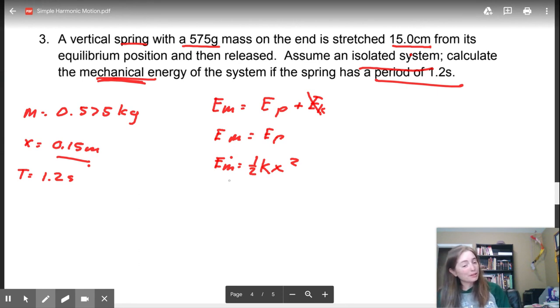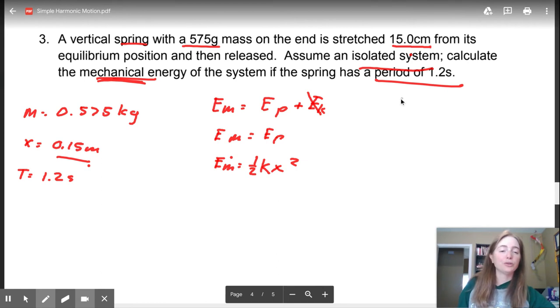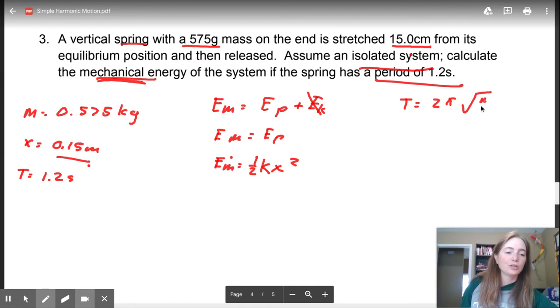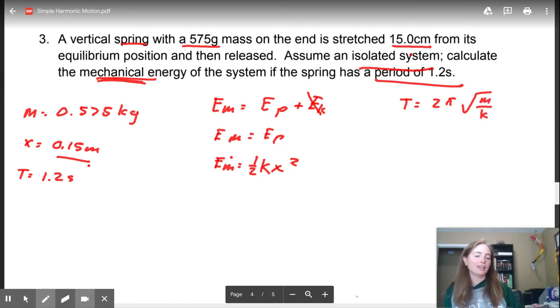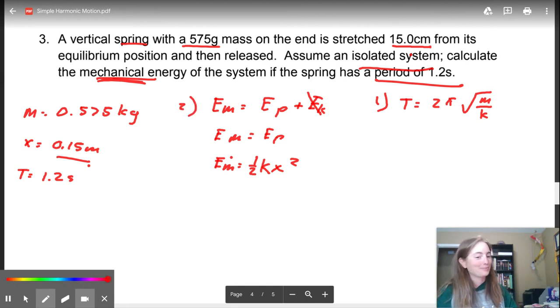I've got the period. So what I could do, the period is equal to 2 pi times root m over k. Well, look at that, ladies and gentlemen, I can rearrange this to get k. So the first thing that I'm going to have to do here is this. The second thing is this.